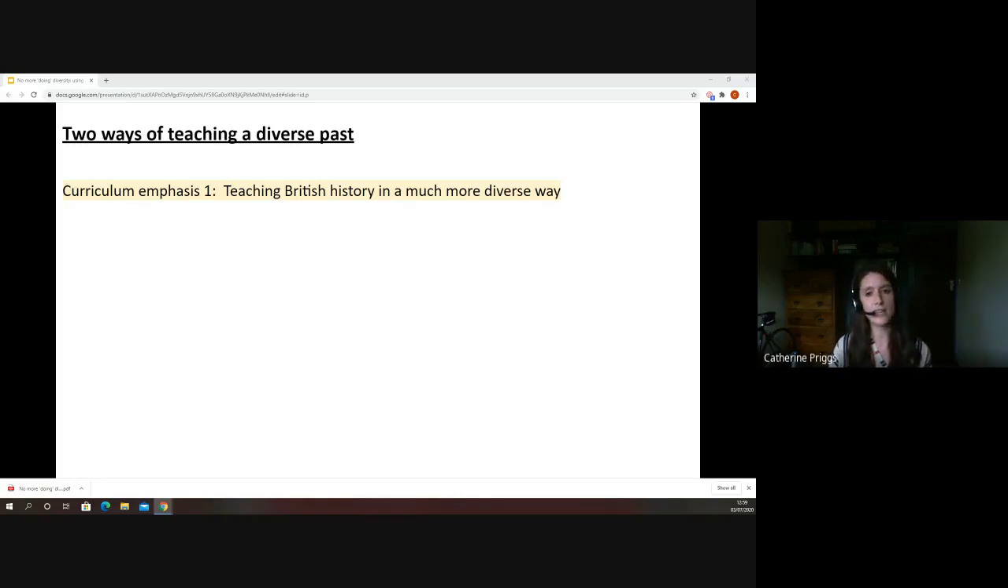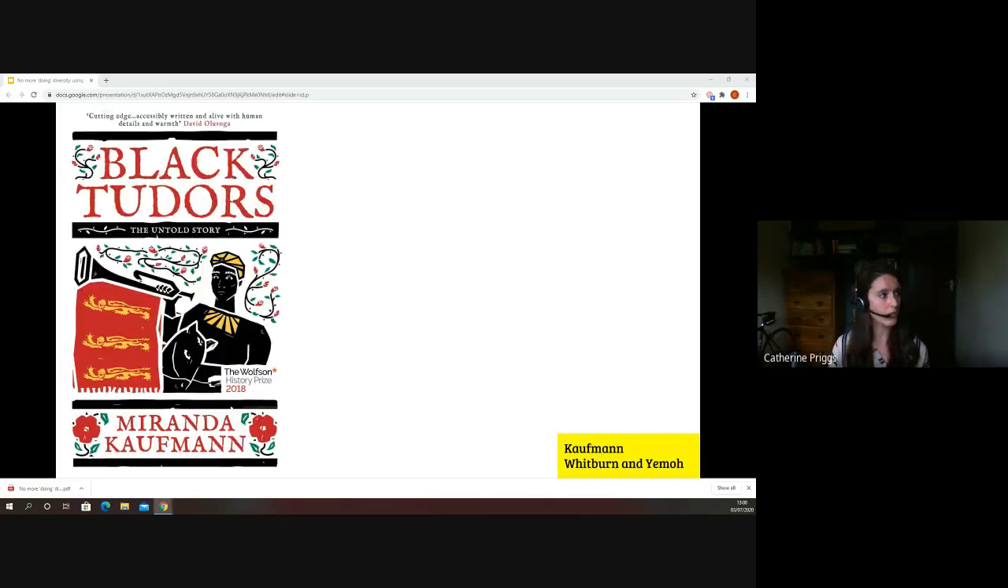And then the second thing that I'm going to consider is what all of this actually looks like in practice. So basically, how do you teach a diverse past in the classroom? And we'll be looking at two different approaches. So the first method for doing this is to actually just teach British history in a much more diverse way. So many of you will recognise this book. I do believe that Starkey made reference to Kaufman in a rather infamous interview yesterday. So I'm looking forward to hearing her response on that.